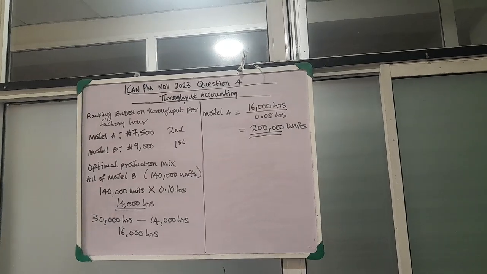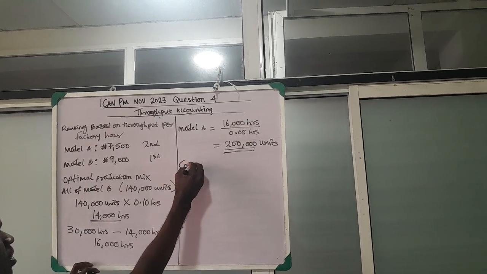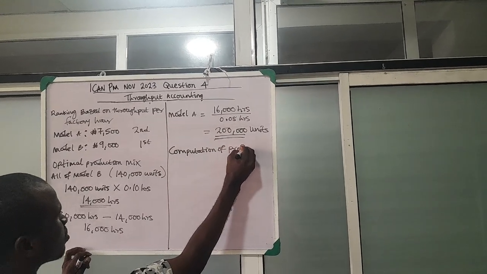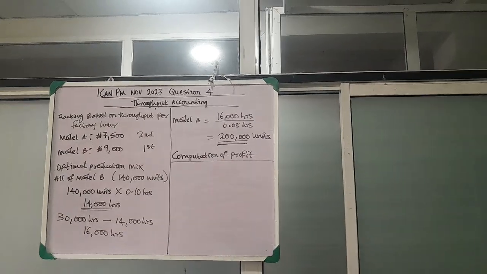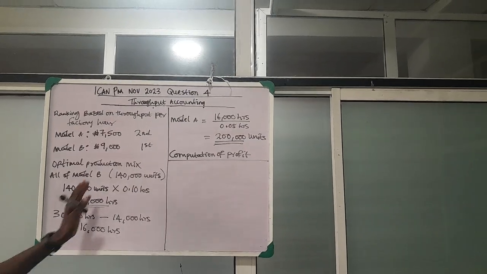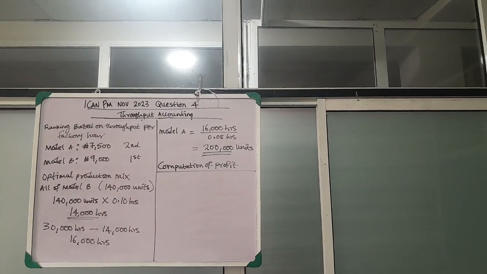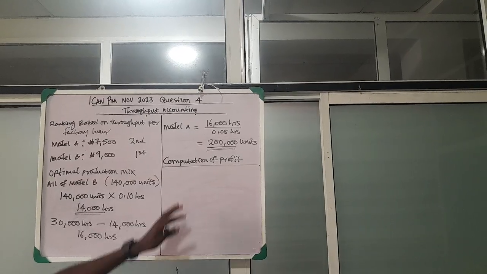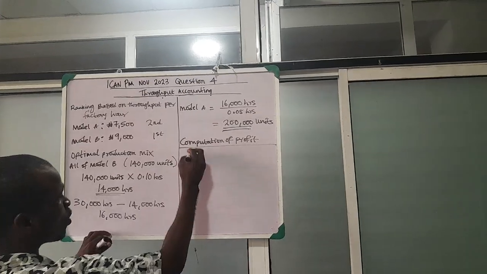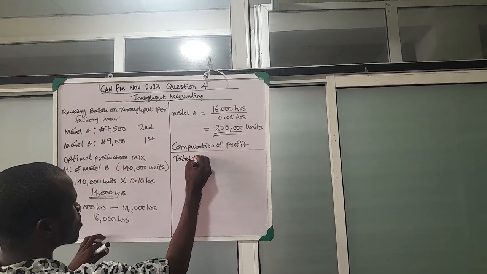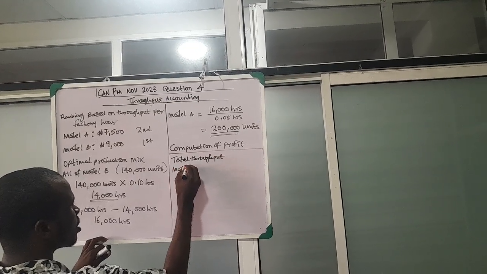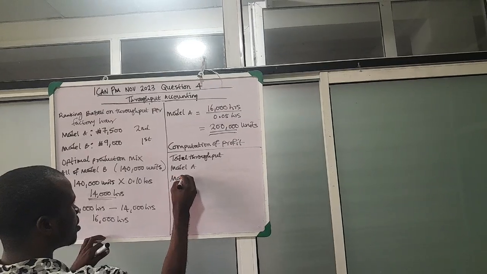We will proceed to computation of profit. To compute the profit, we are going to be using total throughput. If you observe when we did marginal costing, we did total contribution before we start lessing the cost. So we will consider total throughput. So for the total throughput, I have model A, I equally have model B.